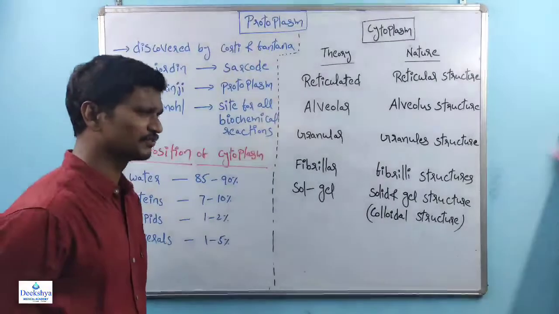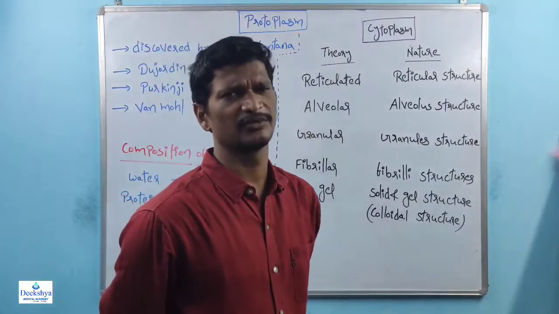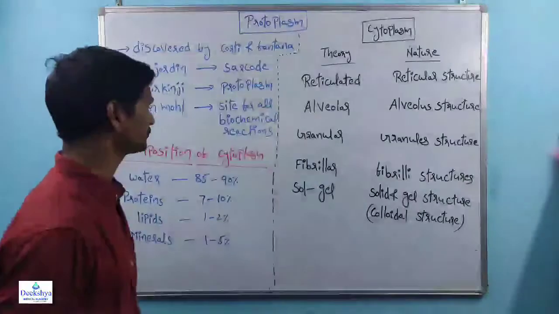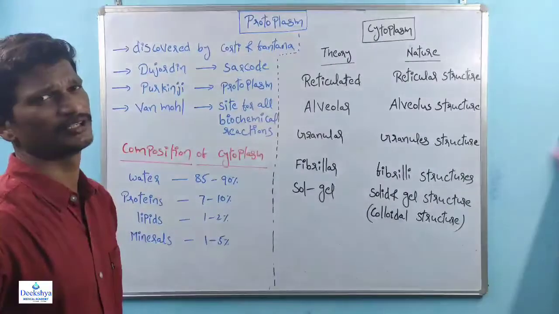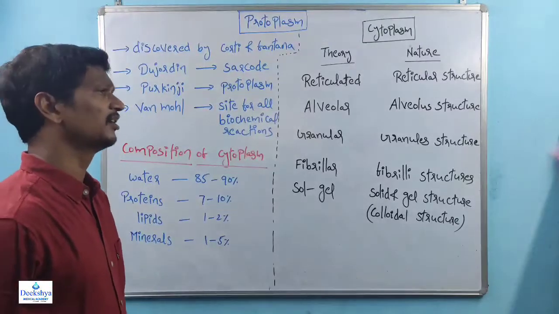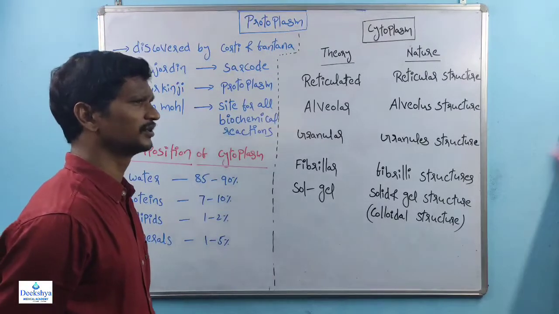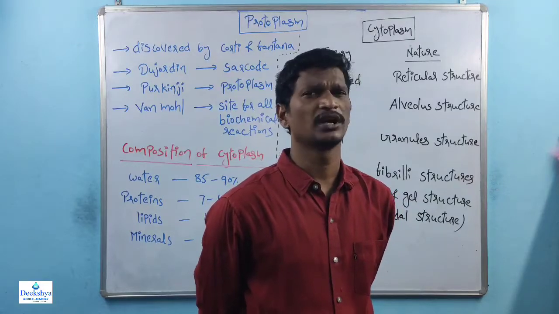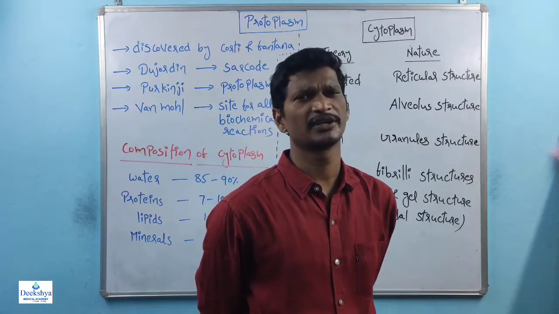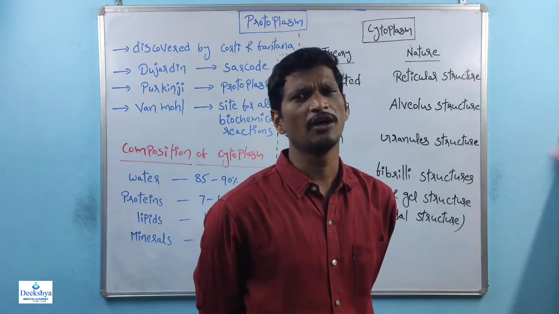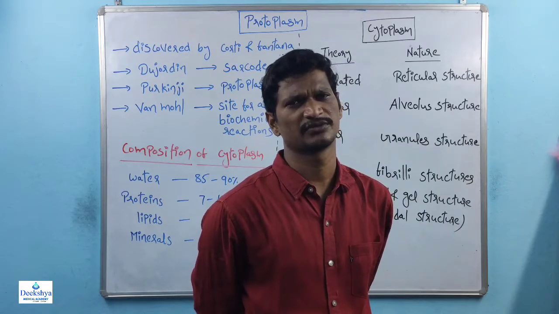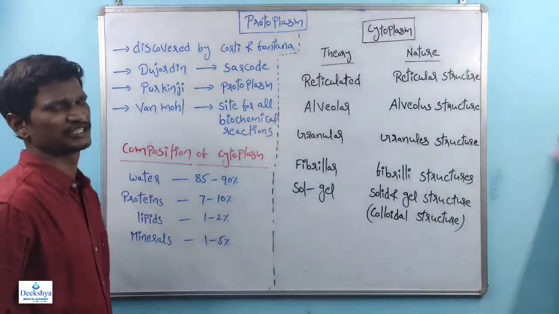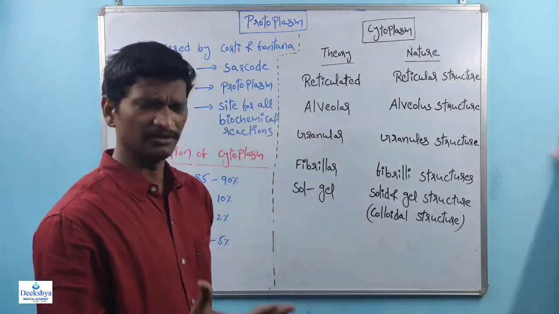And Purkinje is one of the best scientists. He did enormous research on the protoplasm and finally coined the term protoplasm. After all these scientists, another of the best scientists is Van Mol. Van Mol concluded, in one statement regarding the protoplasm, that all biochemical reactions take place within the protoplasm or cytoplasm.